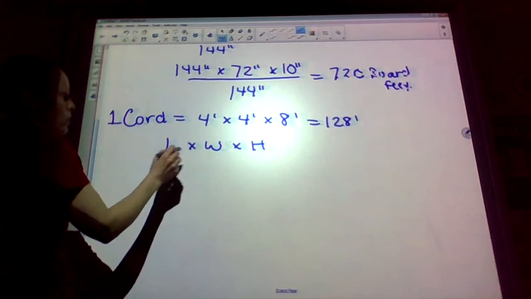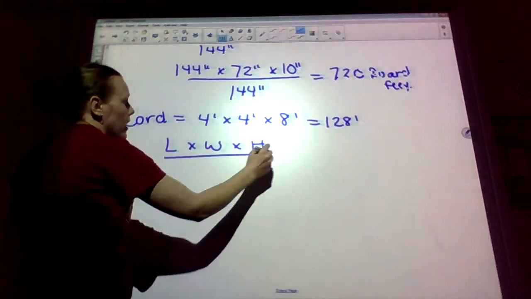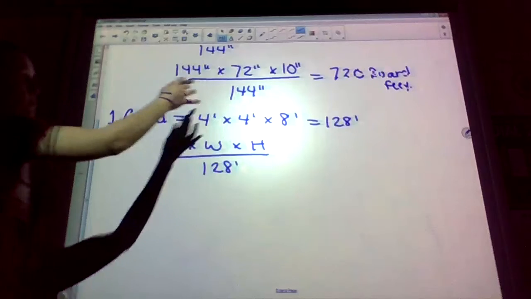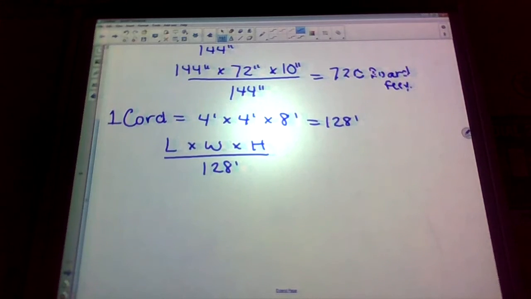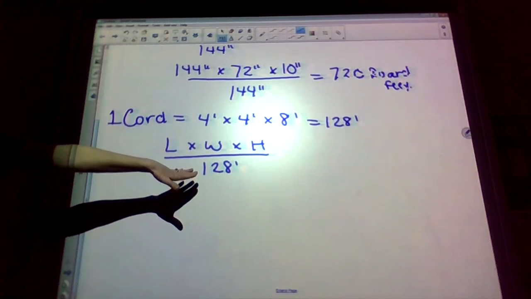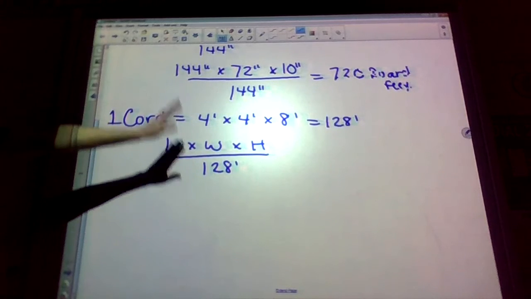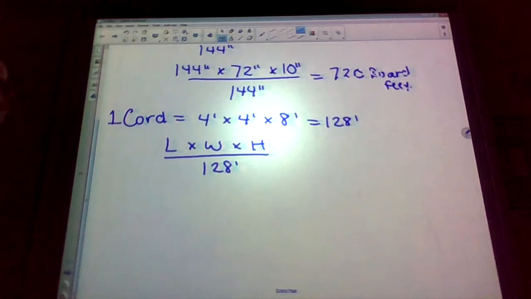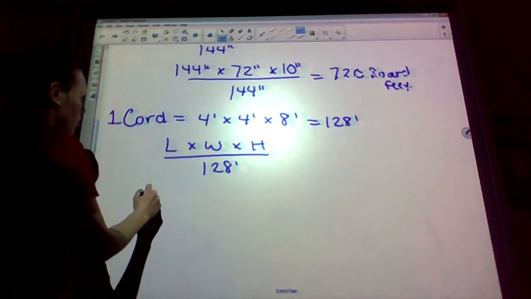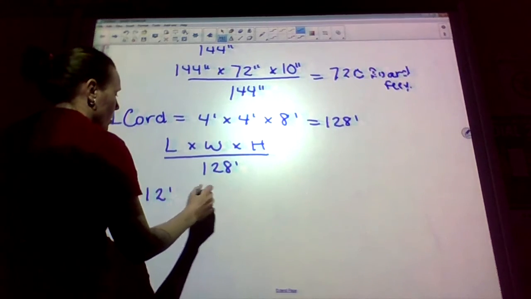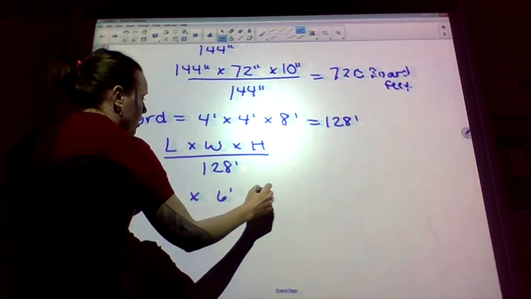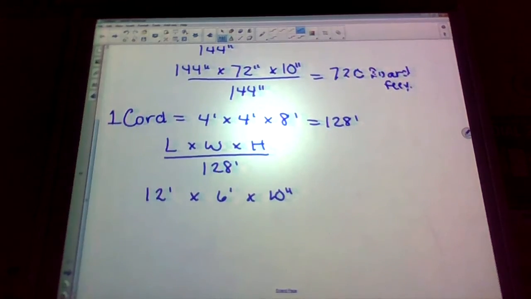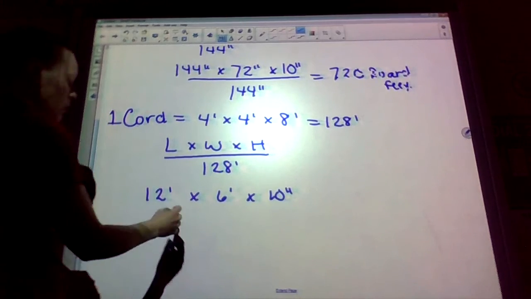If we are going to use the equation to give us a cord, we have to take the length times width times height and divide it by 128. It's basically the same thing as we just did above, except we have different dimensions. We have 128 cubic feet in a cord instead of 144 cubic inches in a board foot. So we'll use the same example. Let's say we have 12 feet and 6 feet and 10 inches. We have to do a little converting on our 10 inches because we need it in feet. The rest is all going to work.